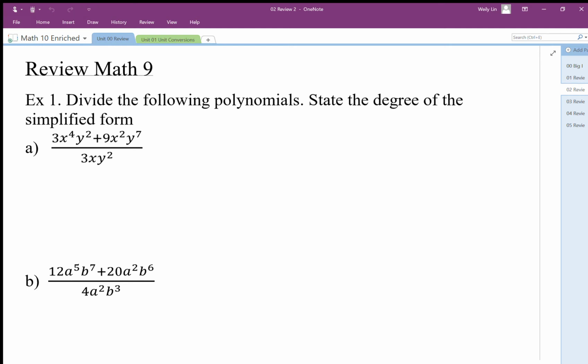So here we're dividing rational expressions, and when we talk about the degree of the polynomials, we talk about the sum of the total powers on all the variables, or the highest powers on all the variable terms.